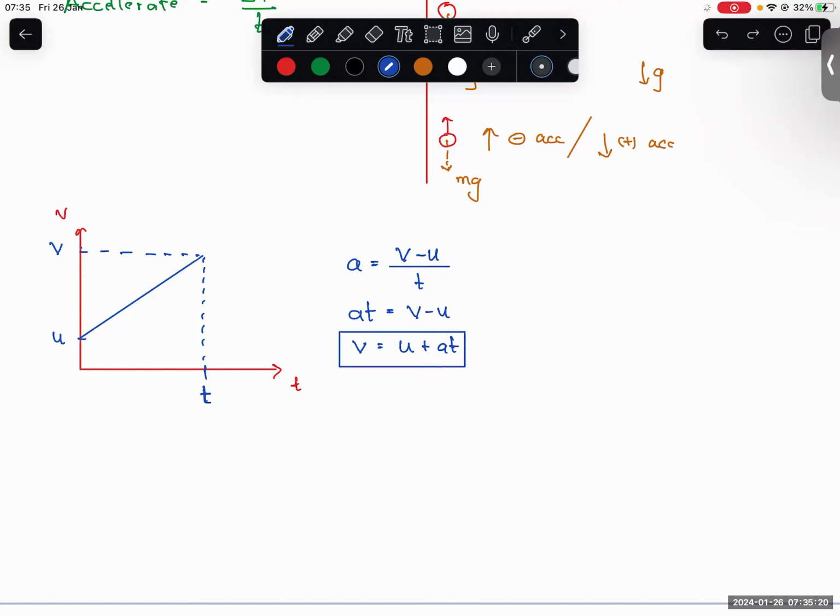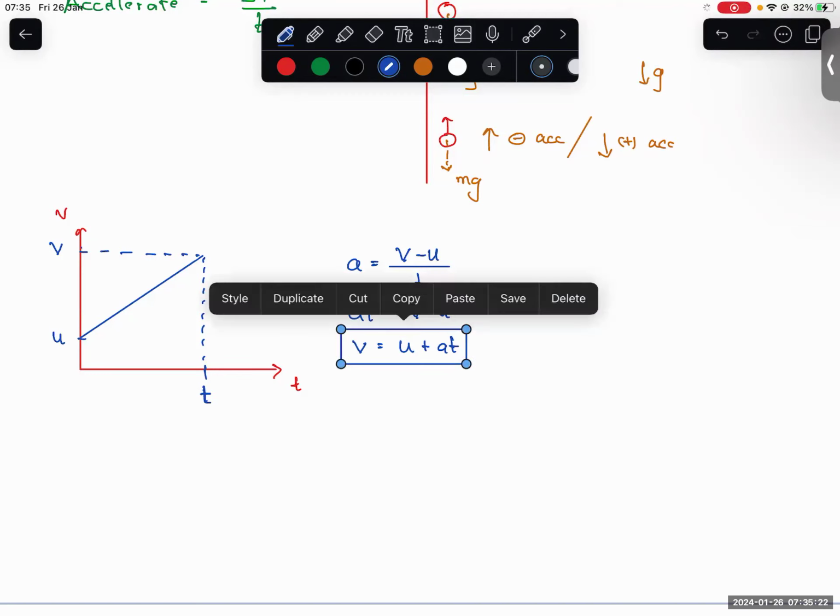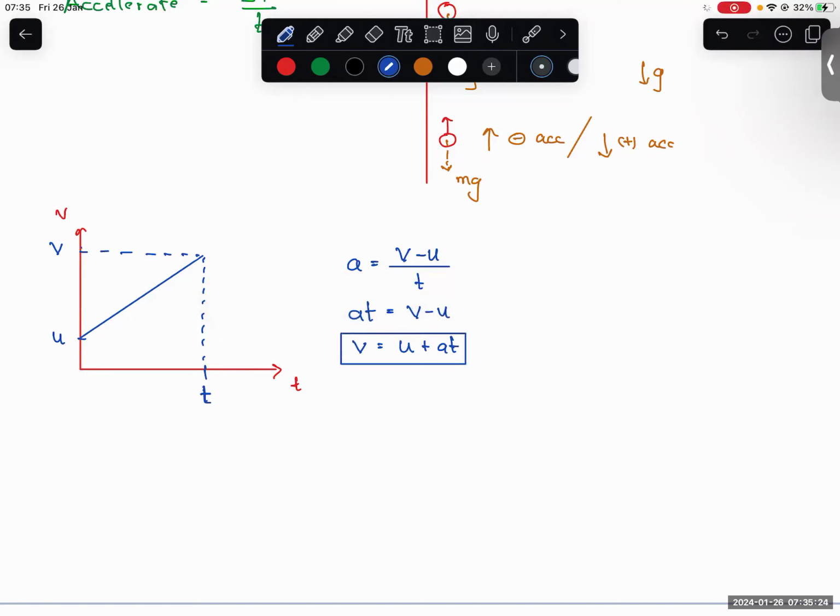Okay, the second equation that I'm going to derive is for the displacement. Displacement is equal to the area under the graph, isn't it? What is this structure? Trapezium. Yes, it's a trapezium. To find the area of a trapezium, what is the equation that should be applied?